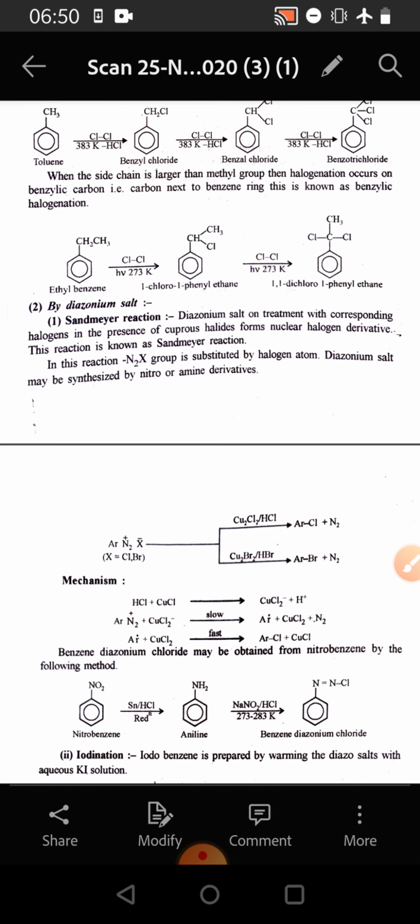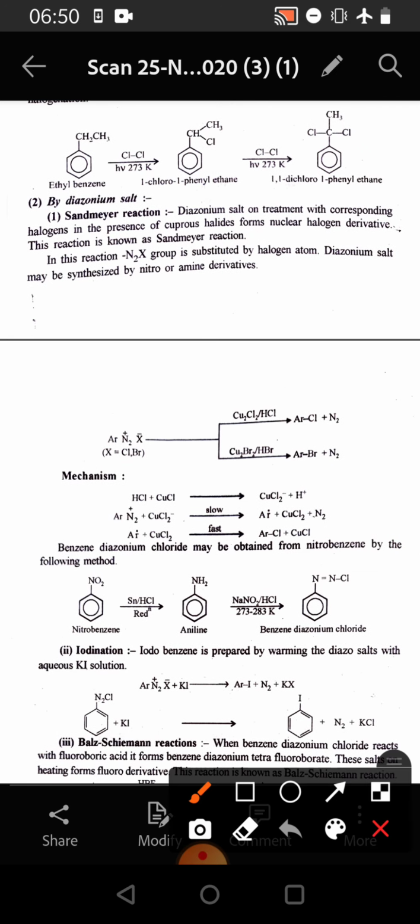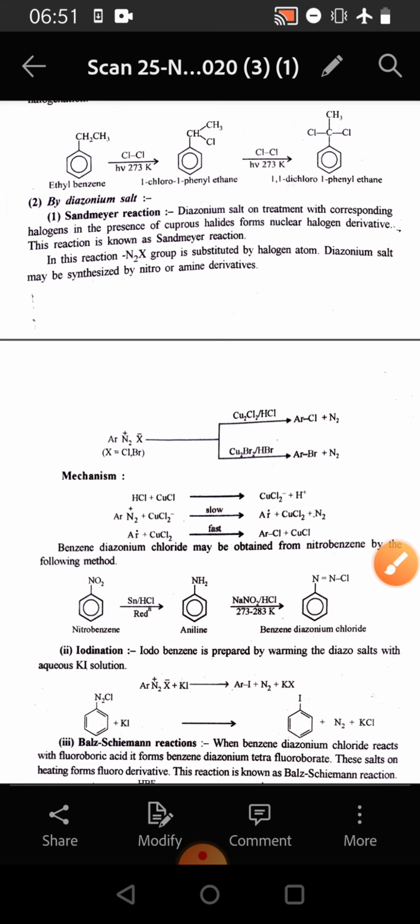Then the second is by diazonium salts. In this we have a series of different reactions, and the first reaction we take is the Sandmeyer reaction. Diazonium salt on treatment with corresponding halogens in the presence of cuprous halides forms nuclear halogen derivatives. This reaction is known as the Sandmeyer reaction. In this reaction, the N2X group, that is the diazonium group, is substituted by a halogen atom, and the diazonium salt may be synthesized from nitro or amine derivatives.